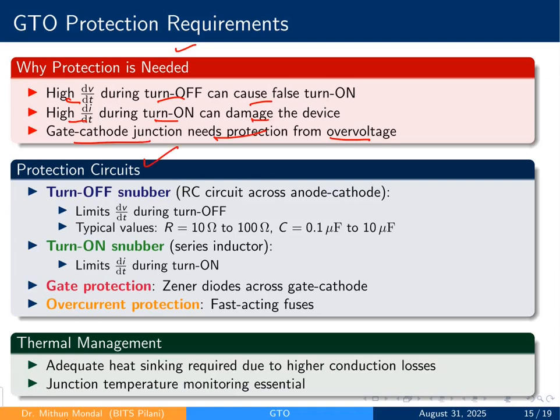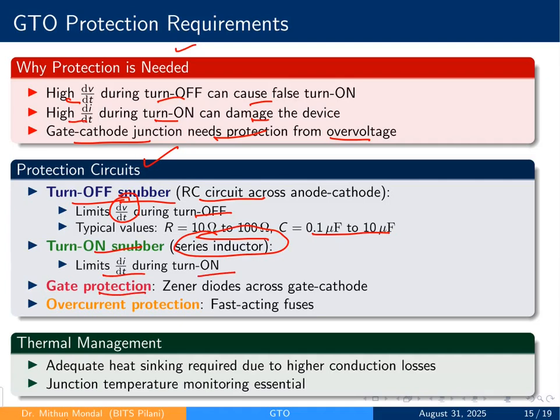The protection circuit which is very famous is basically the snubber circuit. It will protect the GTO at turn off using an RC circuit across the anode to cathode. It will limit the dV/dt during the turn off. The typical values of the resistor lie between 10 ohms to 100 ohms and the capacitor between 0.1 microfarad to 10 microfarad. For the turn on snubber, we require a series inductor which will limit the di/dt during the turn on.